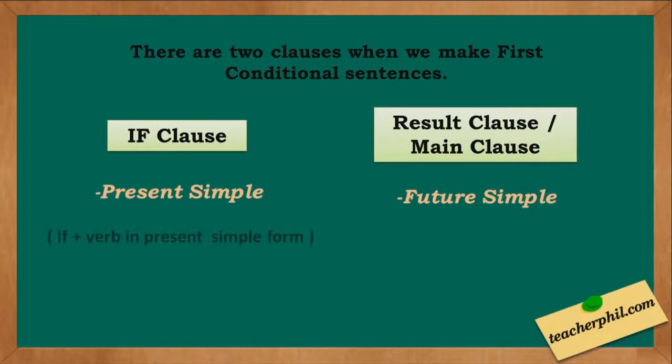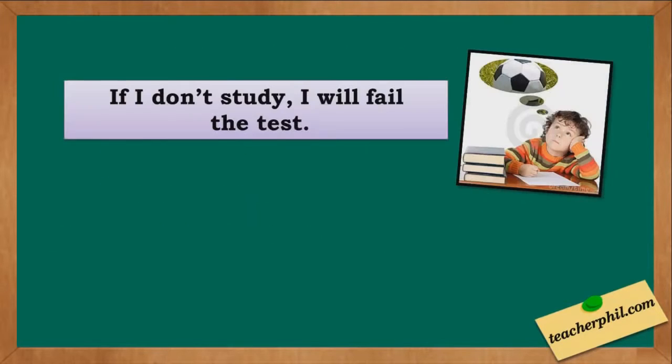For the if clause, we follow the pattern if plus the verb in present simple form. For the result clause, we follow the pattern will plus the verb in base form. Example: if I don't study, I will fail the test. This is an event which is very possible.